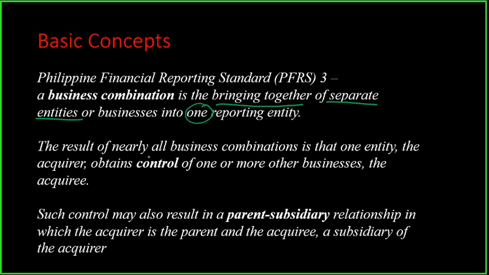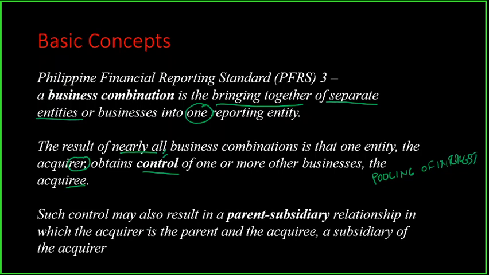The result of nearly all business combinations is that one entity, the acquirer, obtains control of one or more businesses, the acquiree. So that's nearly all, though it should really be all. Anyway, we'll have more discussions about this, especially pooling of interest, which is actually an old concept. Soon we will get to this, but if you have extra time, please read or research on pooling of interest. Let me write that down.